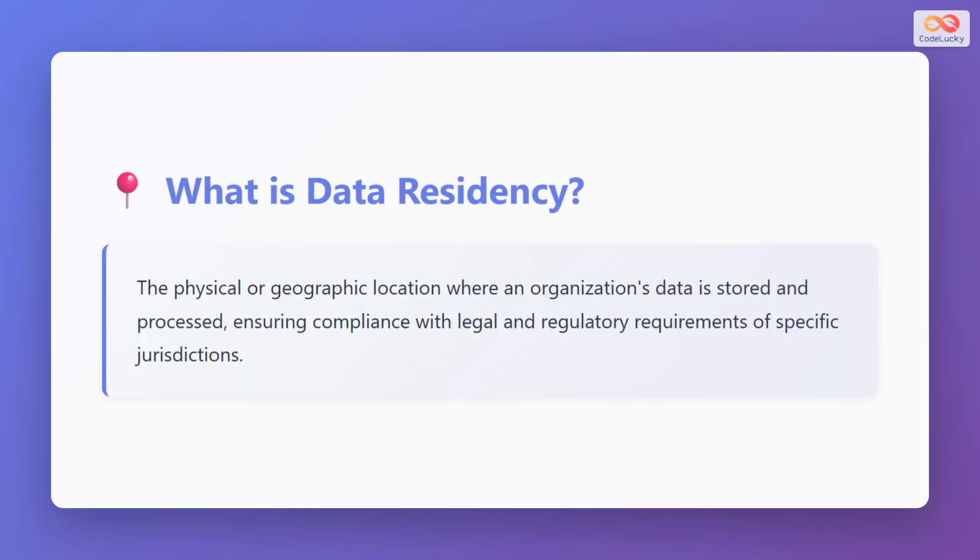Let's start with a clear definition. Data residency is the physical or geographic location where an organization's data is stored and processed. This means knowing exactly which country, region, or data center houses your information. The key purpose of data residency is ensuring compliance with legal and regulatory requirements of specific jurisdictions. For example, if your organization collects data from customers in the European Union, you may need to store that data within EU borders to comply with local laws. Think of data residency as the home address of your data, where it physically lives on servers and in data centers.